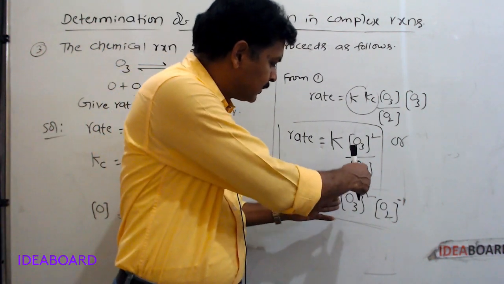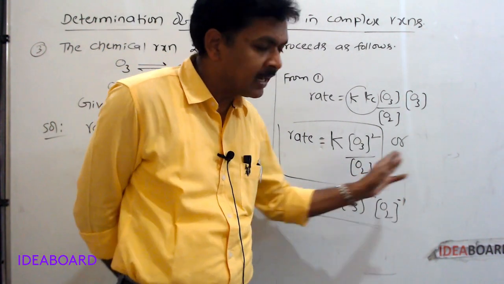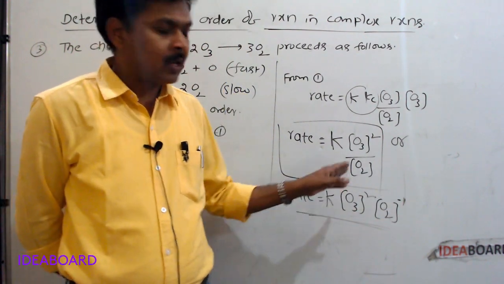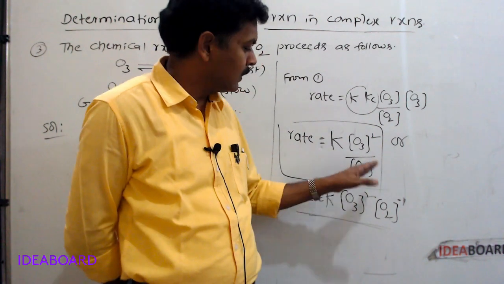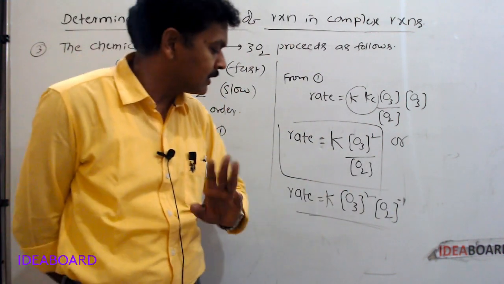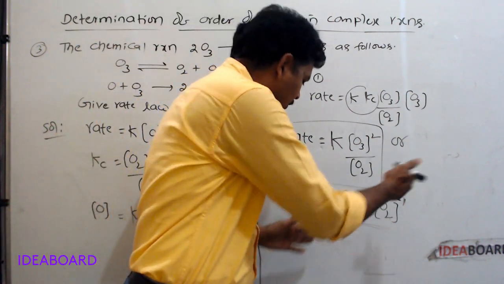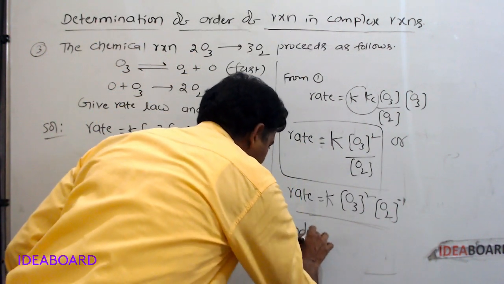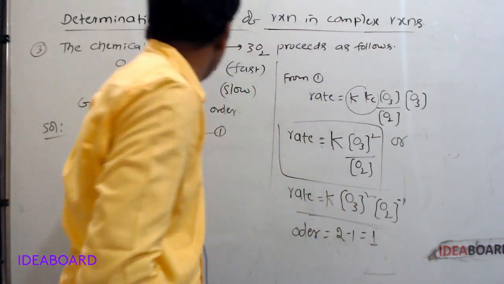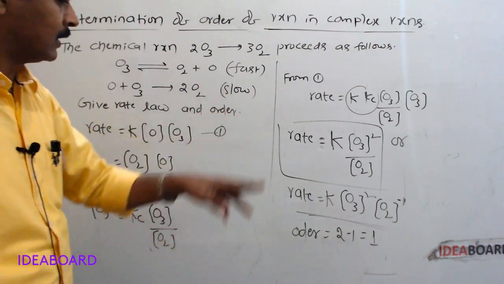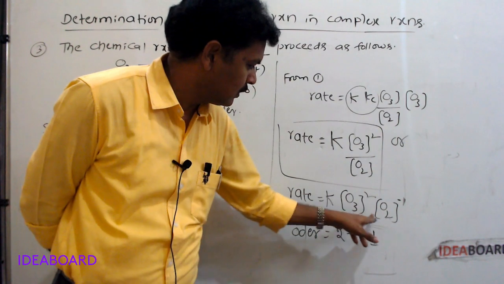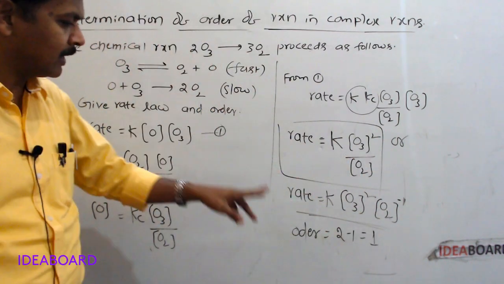Order with respect to one of the reactants may be negative, but overall order of reaction is never negative. So here overall order of reaction is 2 minus 1, that is 1. Give rate law and order for this reaction. This is the rate law, and order of reaction is 1.